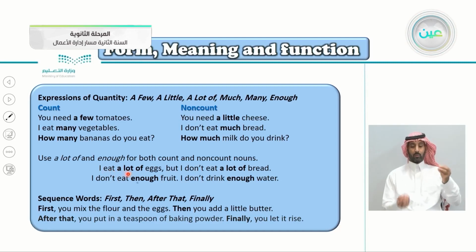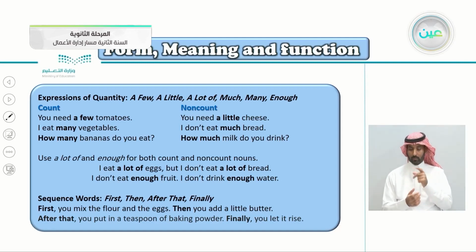I eat a lot of eggs, but I don't eat a lot of bread. Notice here, eggs are count nouns, bread is a non-count noun, and for both of them we used a lot of. So a lot of and enough both come with count and non-count. I don't eat enough fruit, but I don't drink enough water. So enough comes with fruit and with water. It doesn't matter if it's count or non-count. A lot of and enough come with both of them.